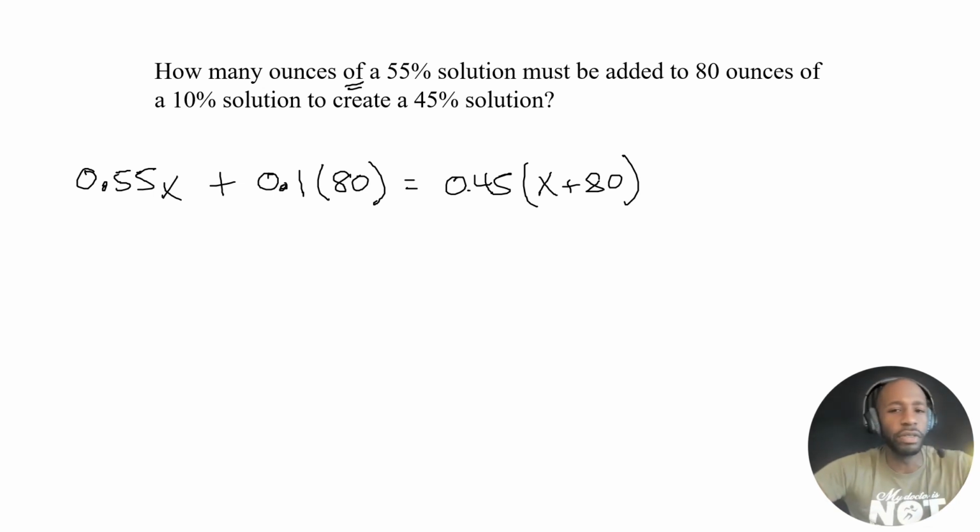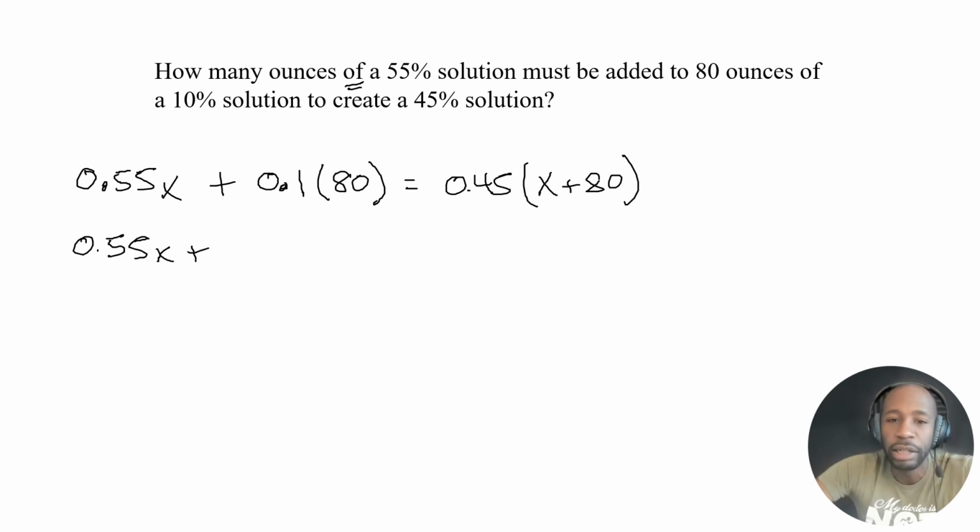Now I should have made these numbers a little bit easier to work with, but it's okay. So now all we need to do is just solve this equation for x. So then you have 0.55x plus what's 0.1 times 80. So that's going to be 8, equals 0.45x plus what's 0.45 times 80.